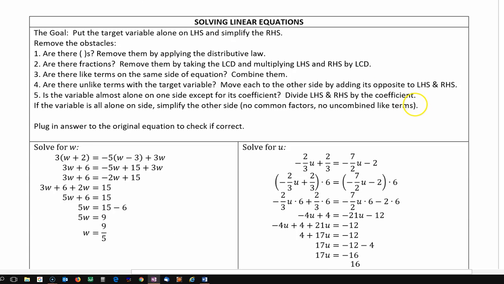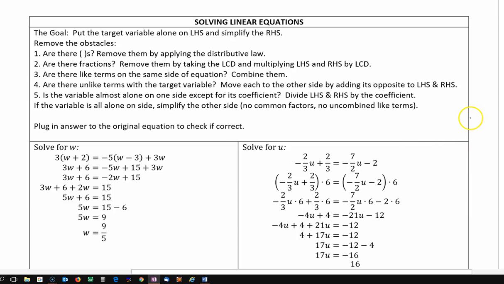So in solving linear equations, the goal is to put the target variable alone on the left-hand side and simplify the right-hand side. To do this, we remove the obstacles, which are parentheses, fractions, like terms on the same side of the equation, that is, uncombined like terms, or unlike terms with the target variable on the same side of the equation. Once you have the variable almost alone on one side except for the coefficient, you will take out that coefficient by dividing both sides of the equation.